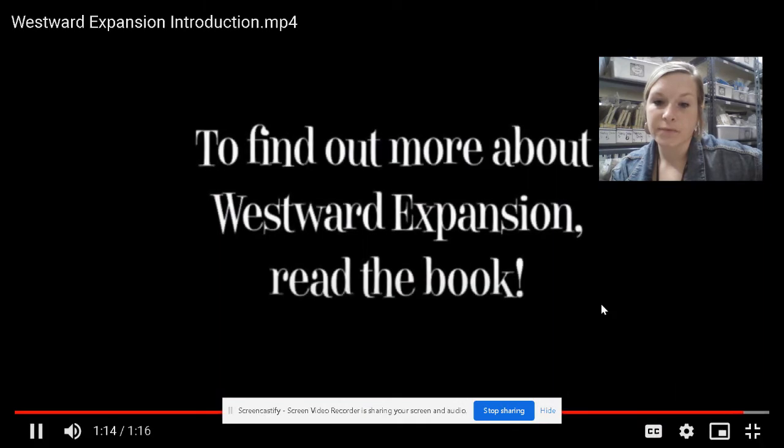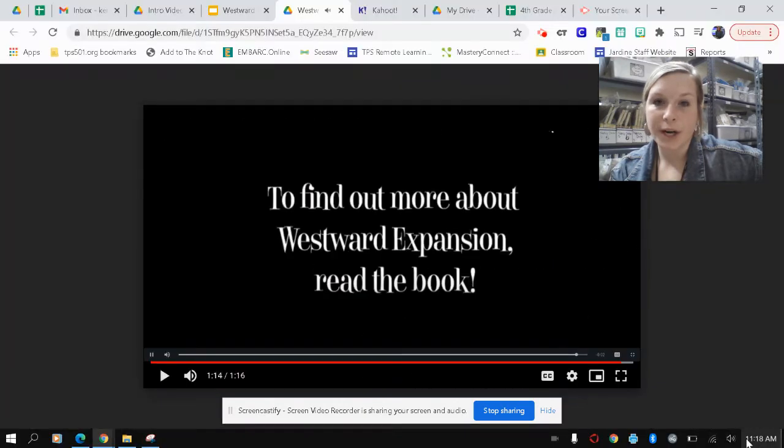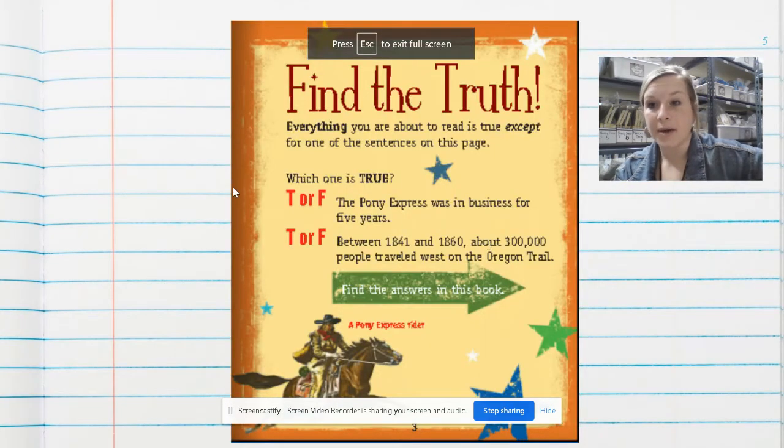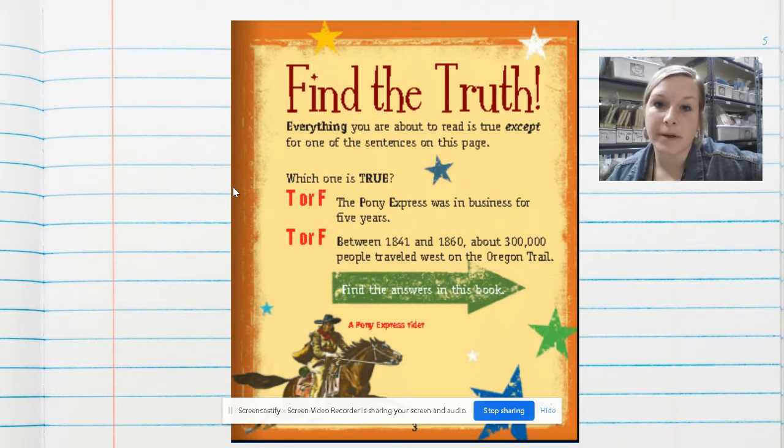To find out more about westward expansion, we're going to go ahead and start reading the book. So today we are going to read chapter 1, and we're going to find the truth. So it says everything you are about to read is true except for one of the sentences on this page.